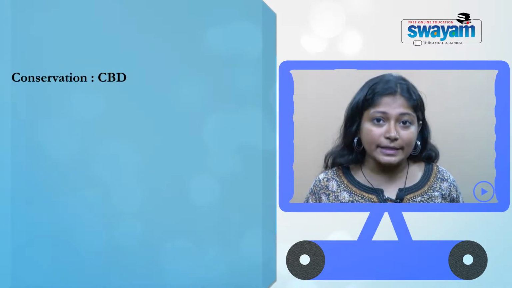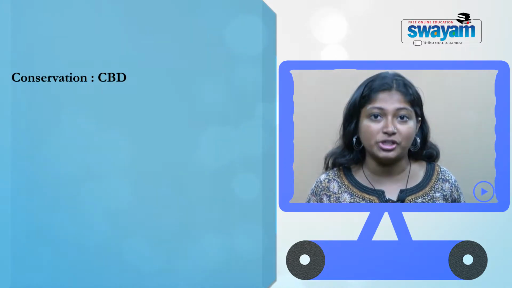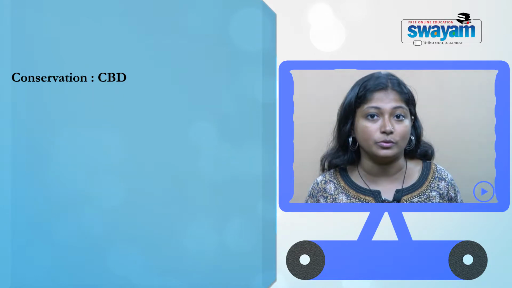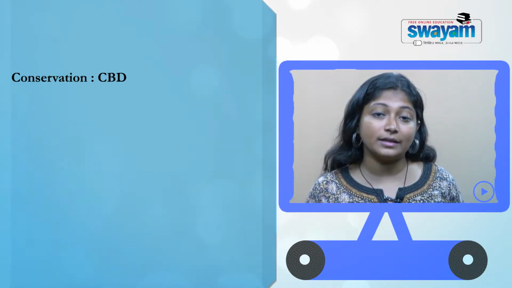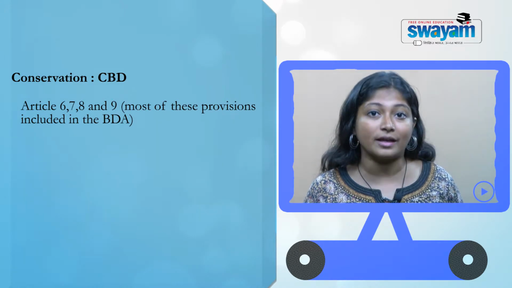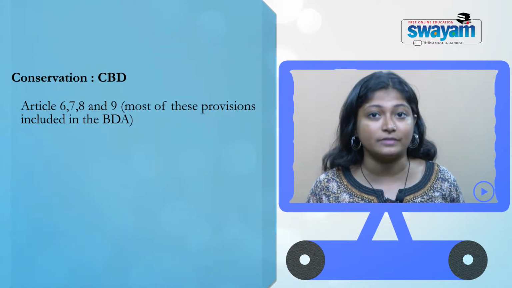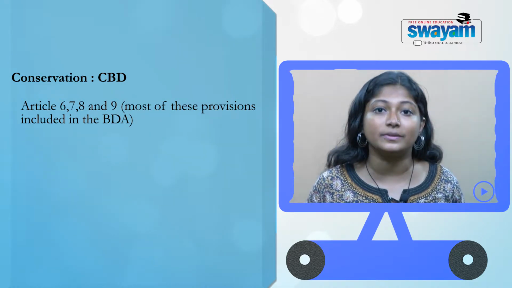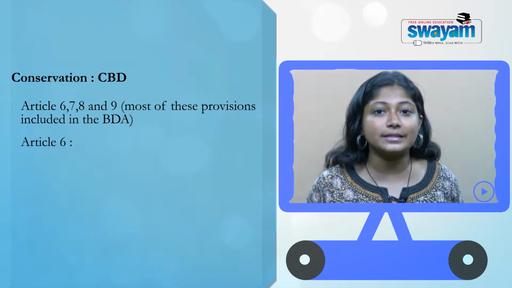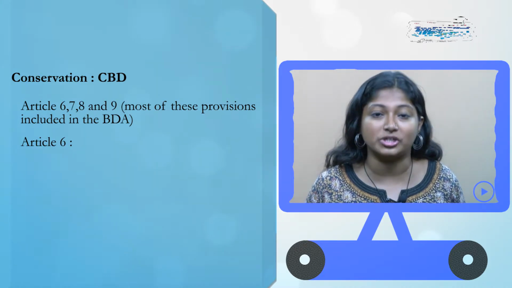In the CBD, let's see in which provisions this conservation and sustainable use has found its place. Article 6, Article 7, Article 8, Article 9 and Article 10 of the CBD directly deal with conservation and sustainable use of biodiversity. Article 6 is more or less a very general provision dealing with it.